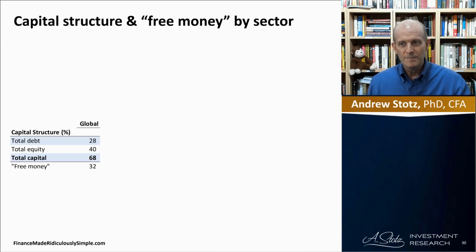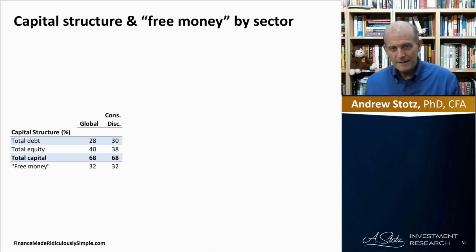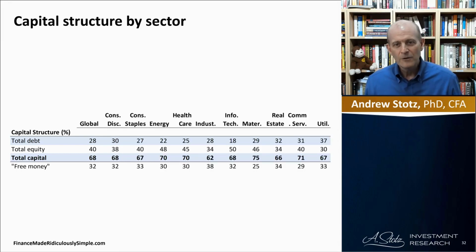It's non-interest-bearing liabilities. Let's just look at the consumer discretionary sector. It's got 30 in debt and 38 in equity. It's got the same 68 in capital. It's just a little bit different mix, and they've got 32 in free money. And we can look at the rest of the companies in the sectors.